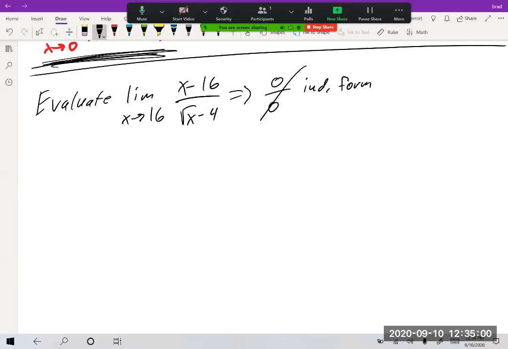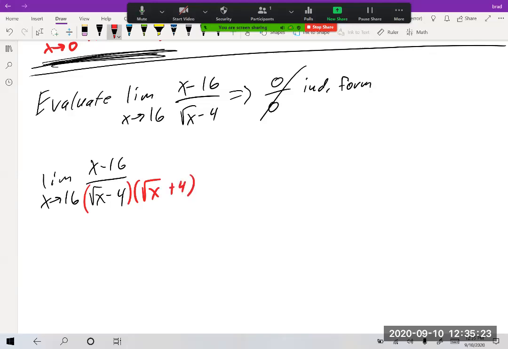Okay, so what I'm going to do then is I'm going to try to think. I have the limit as x approaches 16 of x minus 16 over square root of x minus 4. Now I can't just plug in 16 because I'll get 0 over 0. So I remember from pre-calc, we had to rationalize denominators sometimes. So I'm going to try to rationalize this denominator, and I'm going to get the square root of x plus 4. So remember, you use the conjugate, okay? So we're going to use the conjugate in order to clean this up.